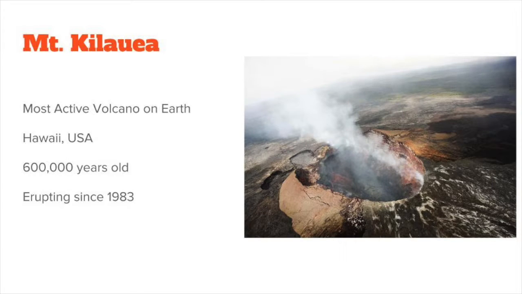Mount Kilauea is located on the southernmost island of Hawaii. In fact, Mount Kilauea essentially formed the southernmost island of Hawaii. It's the most active volcano on Earth. Kilauea has resurfaced 50 square miles of land in its 600,000 years of activity, and its current eruption period has been continuous since the beginning of 1983.